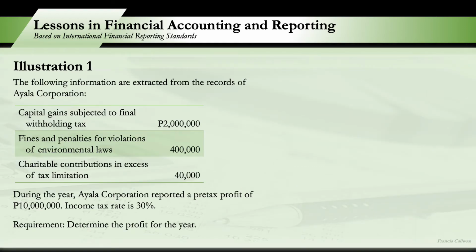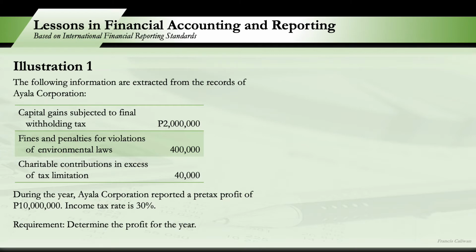To illustrate, let us have this example. The following information are extracted from the records of Ayala Corporation. So we have capital gains subjected to final withholding tax, 2 million. Fines and penalties for violations of environmental laws, 400,000. Charitable contributions in excess of tax limitations, 40,000. During the year, Ayala Corporation reported a pre-tax profit of 10 million. Income tax rate is 30% and the requirement is to determine the profit for the year.